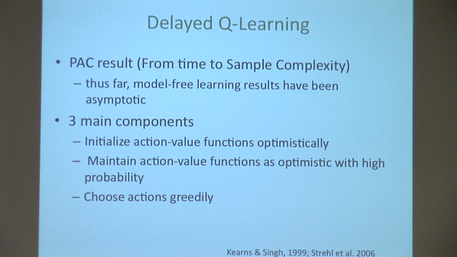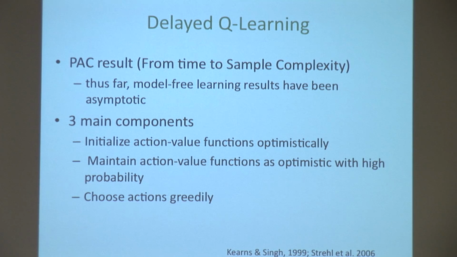Okay, so you initialize Q-value functions optimistically, and the trick is you maintain, with high probability, optimistic value functions. Okay, and then you choose actions greedily. So that's the idea, right? Just like from bandits, with optimistic value functions you act always greedily. As long as the optimism shrinks over time, you will get convergence to the optimal behavior.